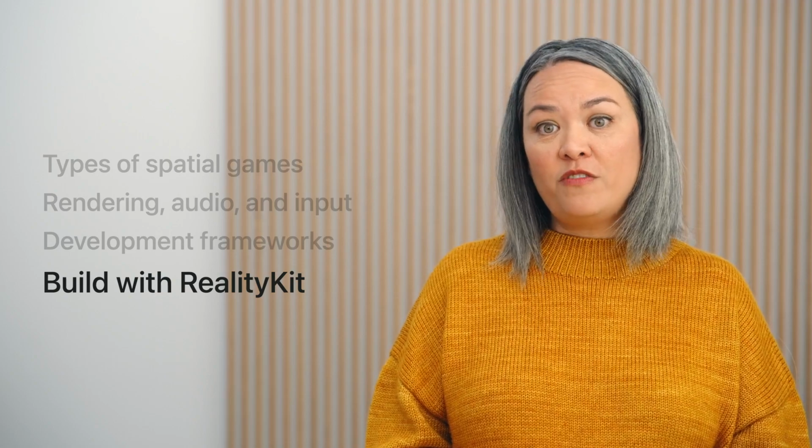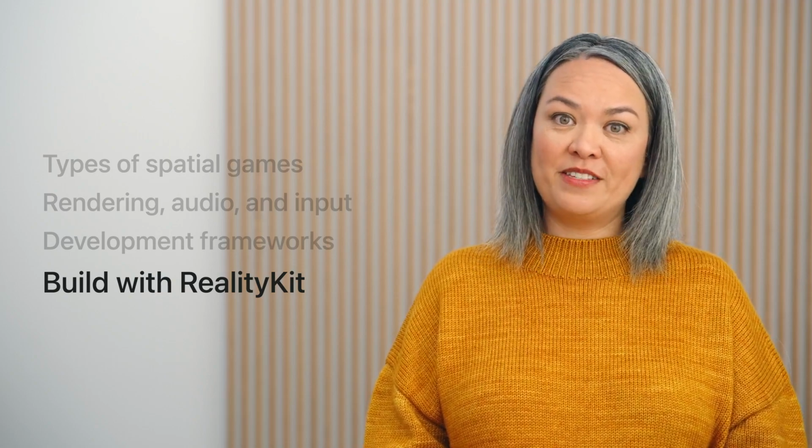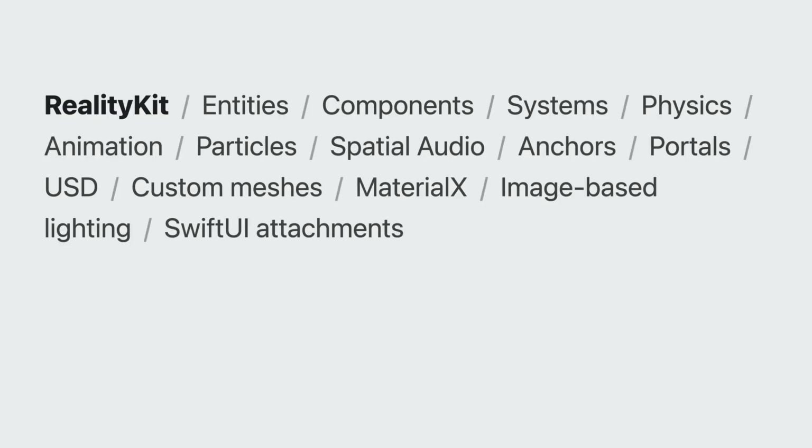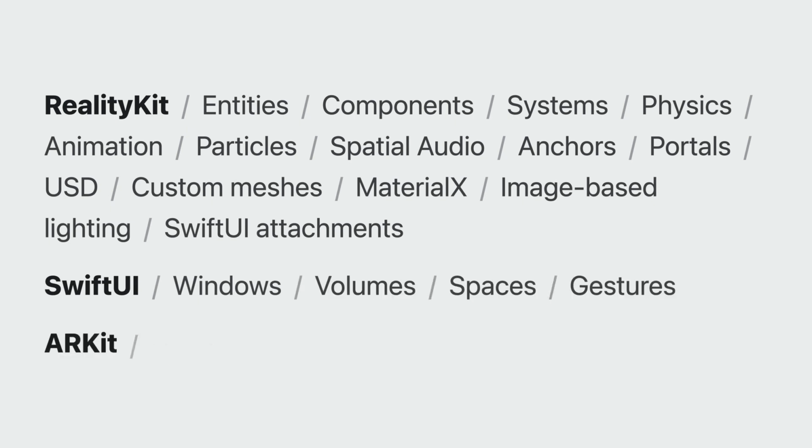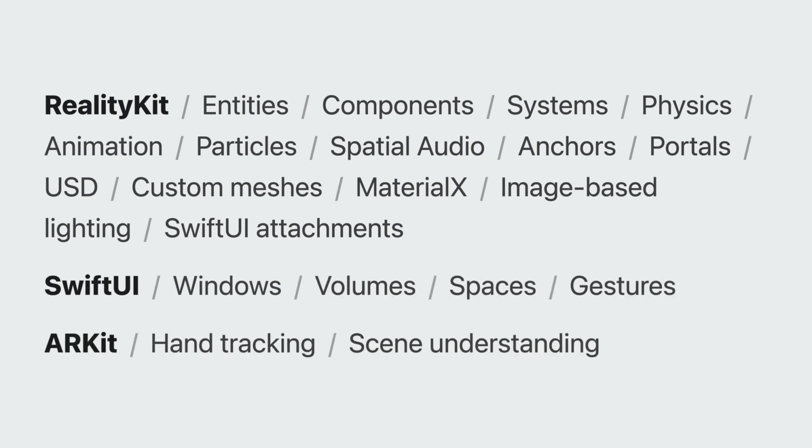RealityKit supports all the features you need to make great games. There is an entity component system for custom behaviors and extensibility, along with physics, animation, particles, and audio support. On the rendering side, RealityKit supports both USD models as well as custom meshes. For grounding your objects in the world, there are MaterialX and IBL lighting. Attachments, a new feature, allows you to connect rich SwiftUI directly to your RealityKit objects.